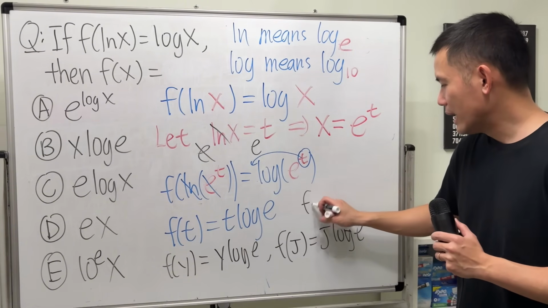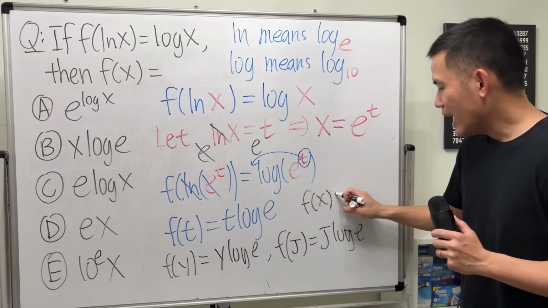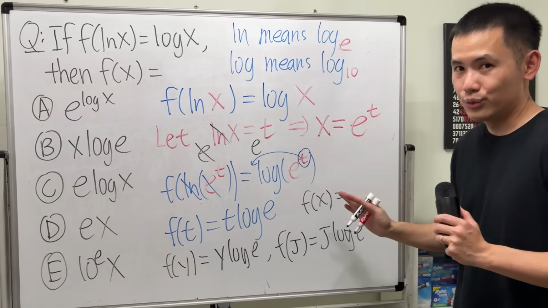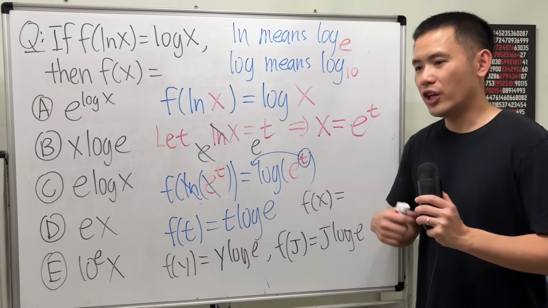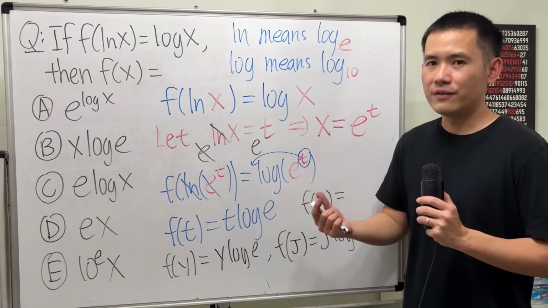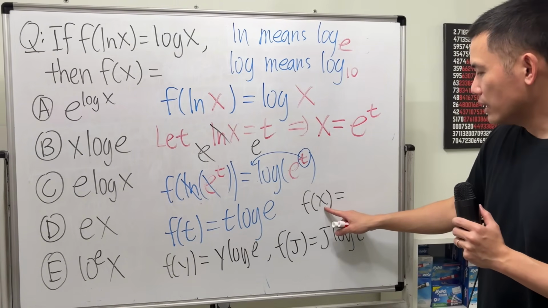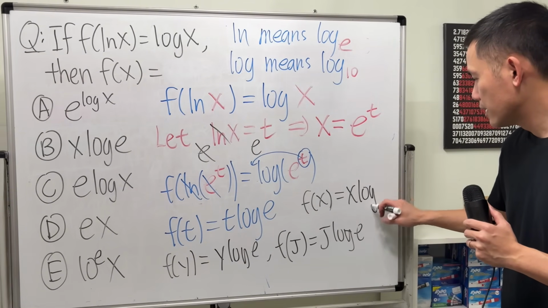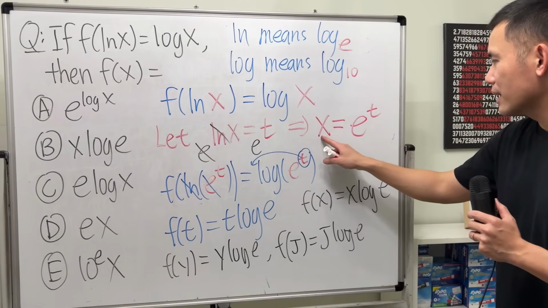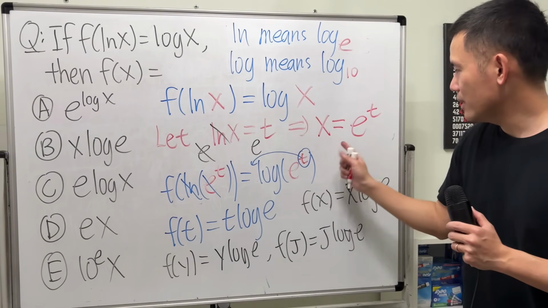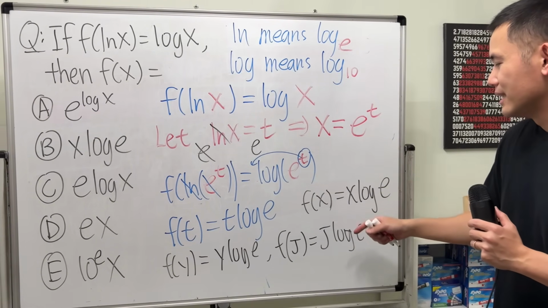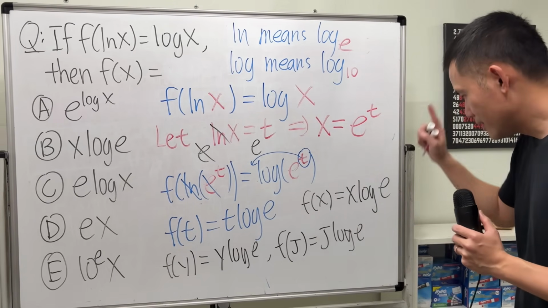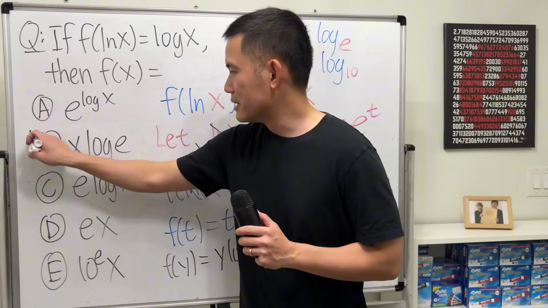And of course, if you want f of x, do not get mixed up with this x that we have used right here. Don't do that. This is just like you change the variable back, so you want to write the function with x. If you plug in x, you just put the x right here. Alright? So do not plug in this right here into the x anymore. Don't do that. Therefore, you can see that f of x is equal to x times log of e, and the answer is B.